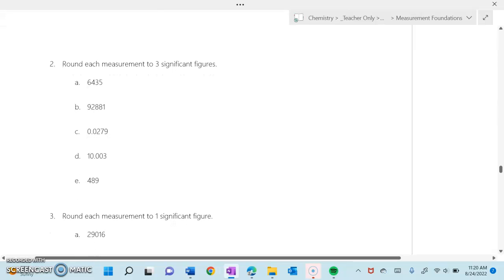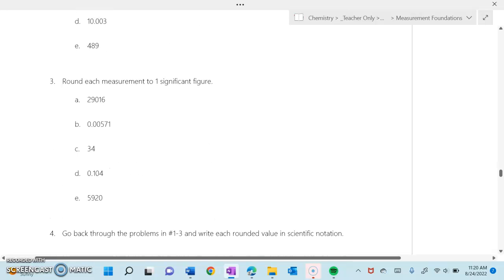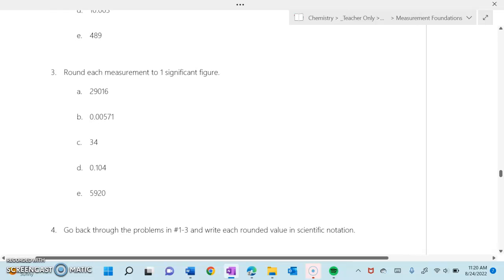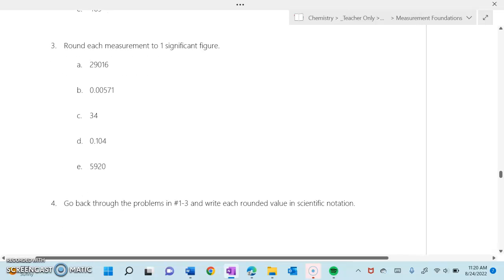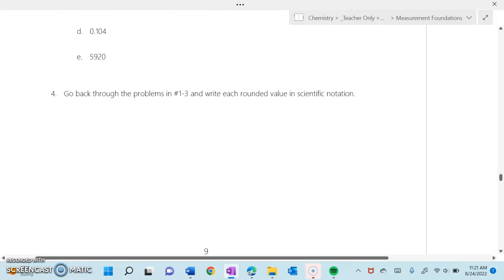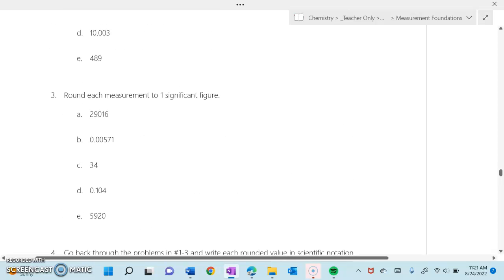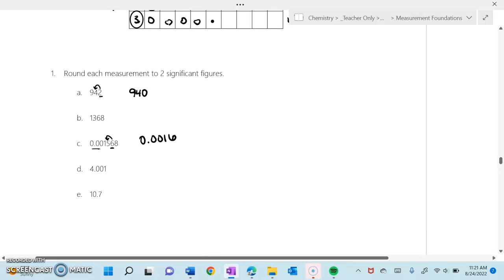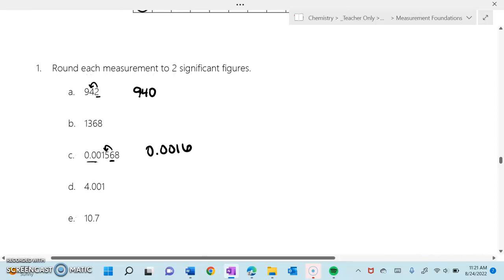Number 2, you're doing the same process, but now for 3 significant figures. So instead of counting for 2, count in for 3. And number 3, round to 1 significant figure. Same process, but instead of counting in for 3 or 2, count in for 1. And then number 4 says go back through problems 1 through 3 and write each rounded value in scientific notation. So let's go back and do the ones we already solved in scientific notation.